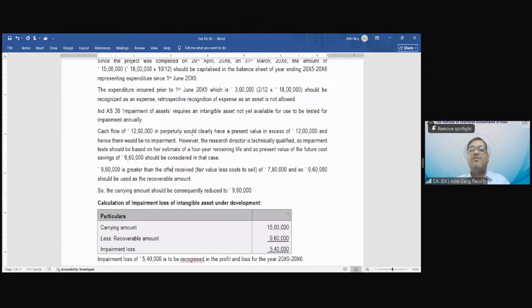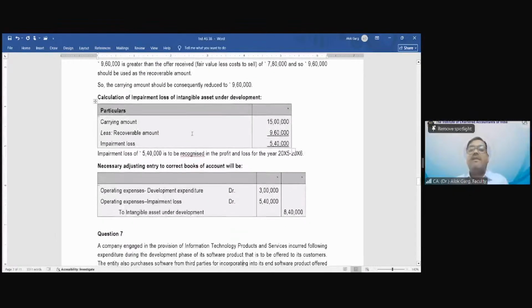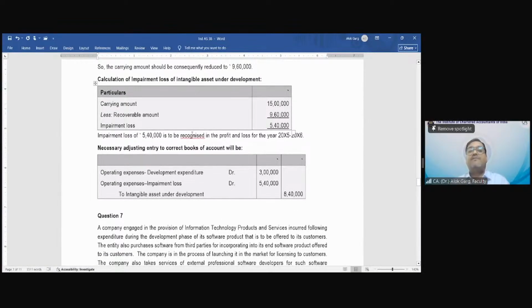9.6 lakh value in use is greater than the offer received, which is fair value less cost to sell of 7.8 lakh, and hence 9.6 should be used as the recoverable value. So the carrying amount should be consequently reduced to 9.6 lakh. Your carrying amount is 15 lakh, recoverable amount 9.6 lakh, impairment loss 5.4 lakh. This 5.4 lakh has to be recognized in the profit and loss.